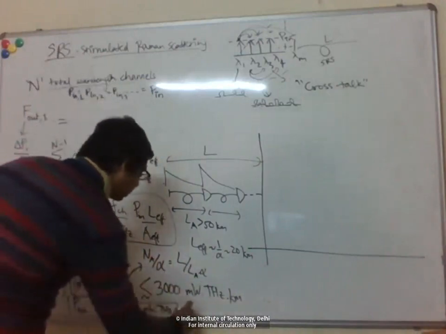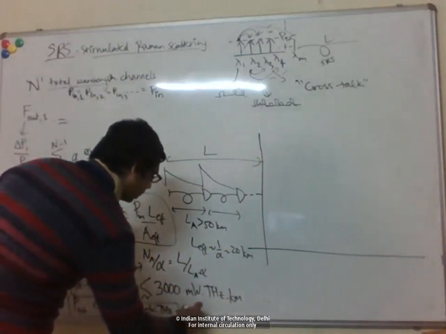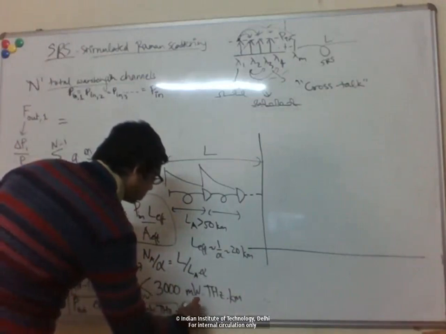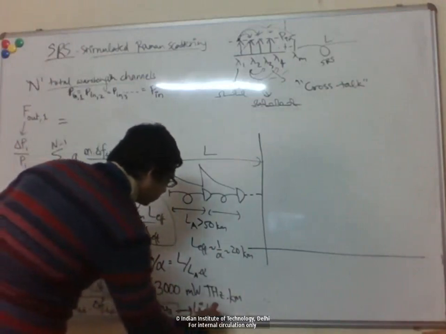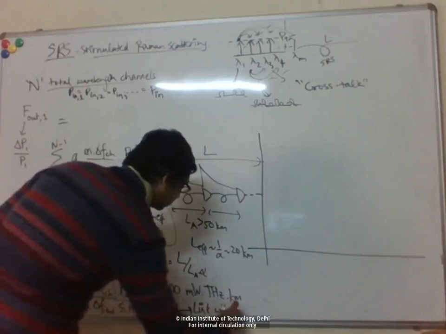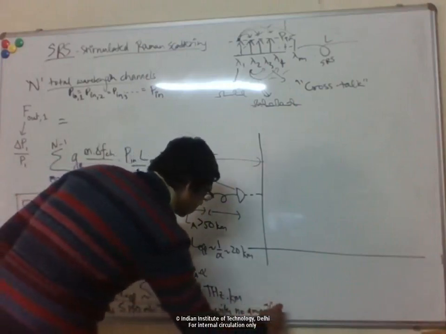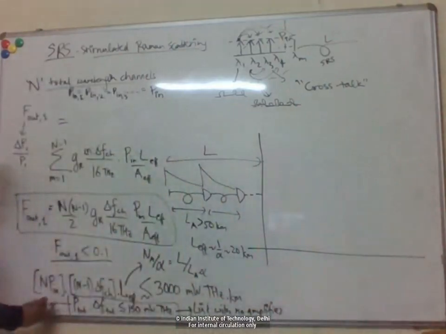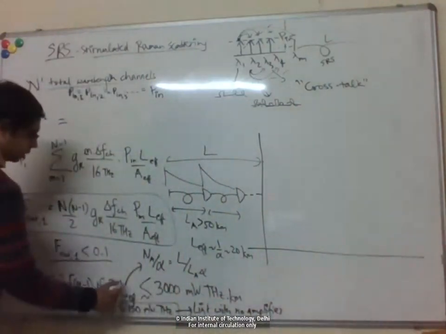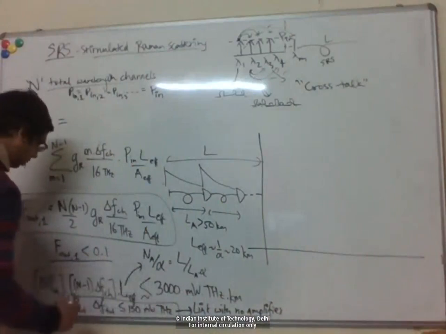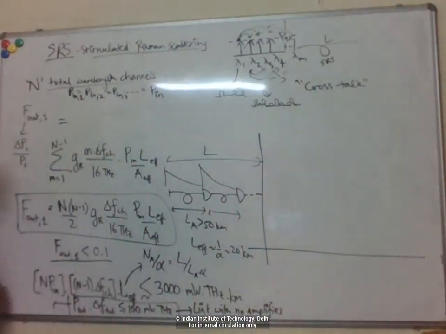So this particular thing is only for a link with no amplifier. Here we just put L effective as 1 over alpha, or 20 kilometers. So this is for just a simple link, where you have a transmitter, then fiber of length L, and then a receiver.